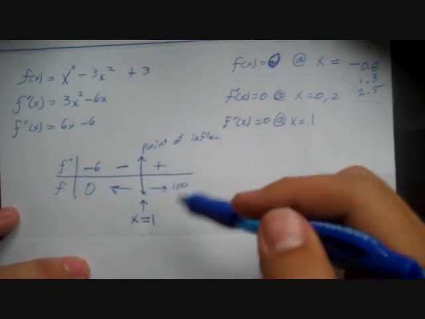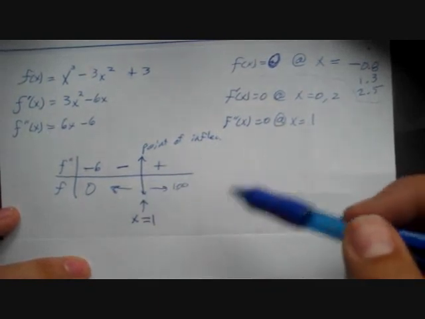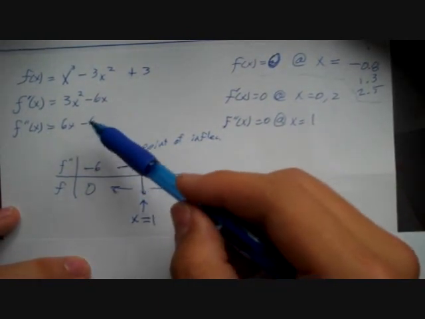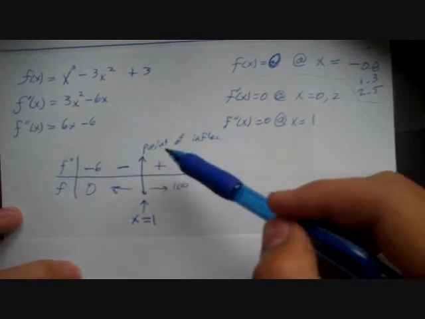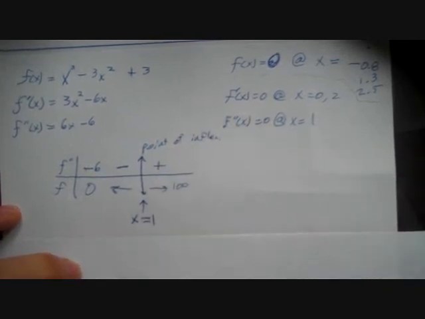And that's how you use, this is called the second derivative test, and that's how you use points of inflection and concavity to know about how your function behaves when you're graphing it.